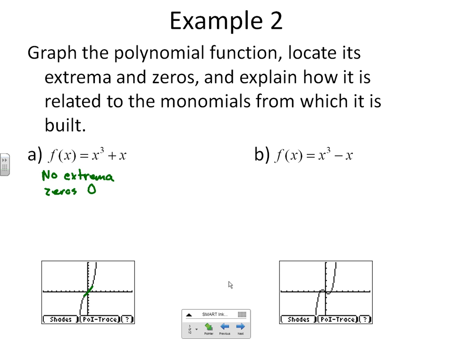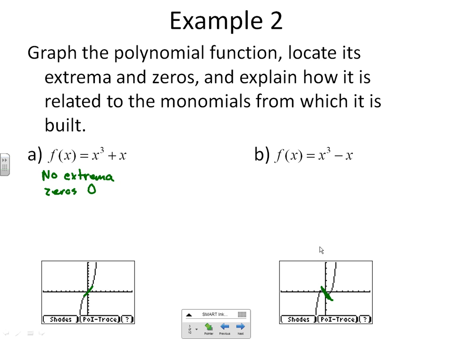When I graph B, it ends up with a max and a min because this minus x is giving us the line negative x right here close to the origin. Sorry, that kind of looks awful. It gives us that negative x right there. Okay, so that means we have the x cubed function, but the minus x is basically giving us that behavior close to the origin. So that's kind of neat to look at.